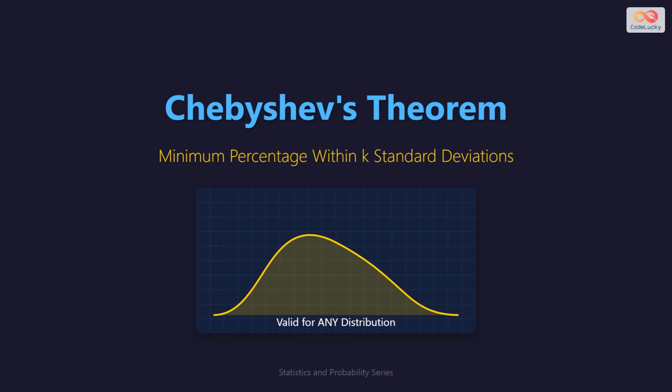Welcome to our Statistics and Probability series. Today, we are diving into Chebyshev's theorem. This is a fundamental concept that helps us understand the spread of data in any distribution, specifically focusing on the minimum percentage of data that falls within a certain number of standard deviations from the mean.